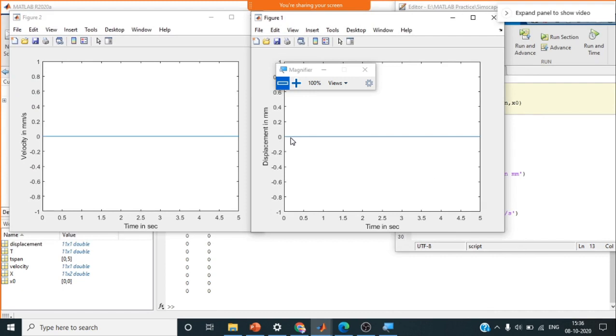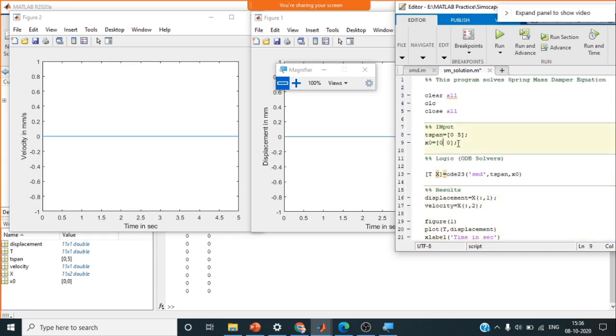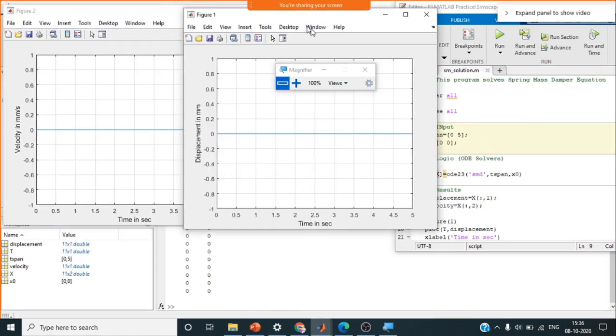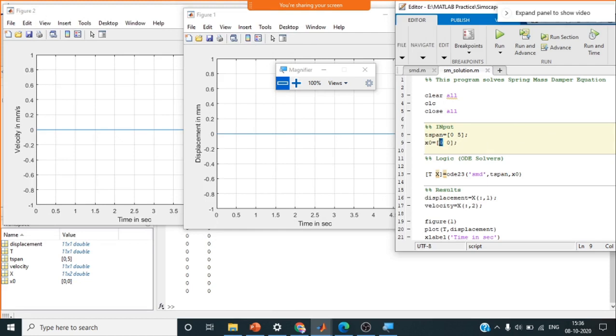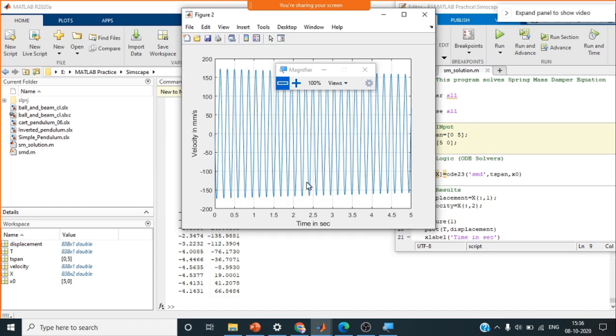You can observe that displacement and velocity are both zero. Can you tell me the reason? Basically, the initial conditions provided are zero. That's the reason it shows a zero output. If I change that, what will happen? I'm going to put in 5 mm as the initial displacement and initial velocity zero. Then when I simulate it, you can observe it will show you the oscillations.